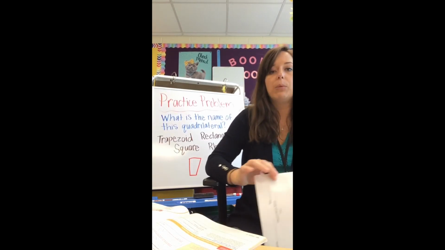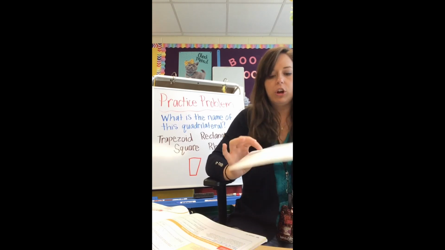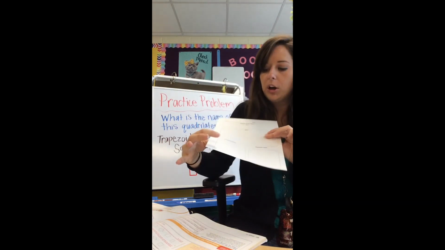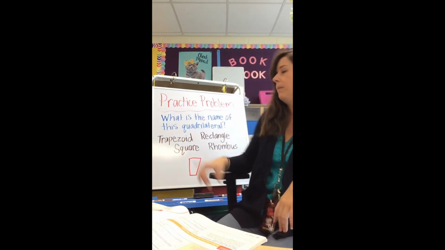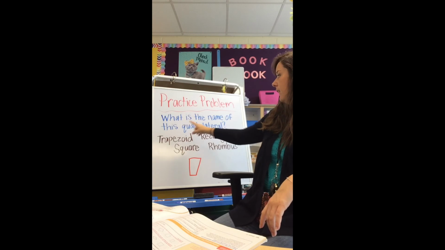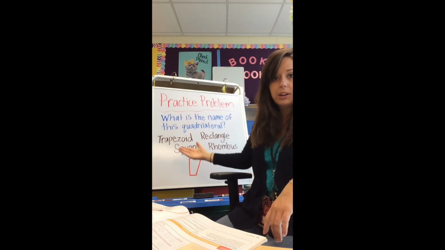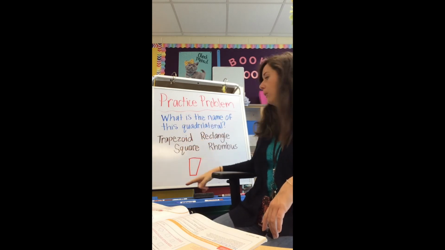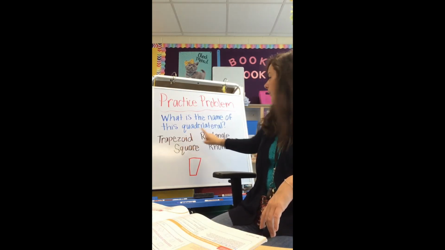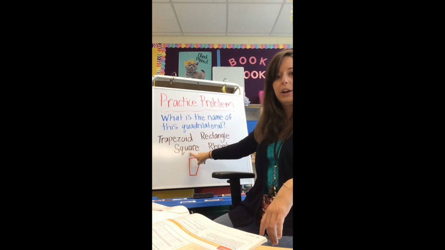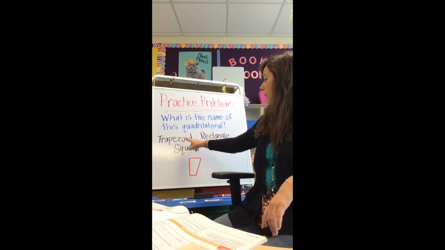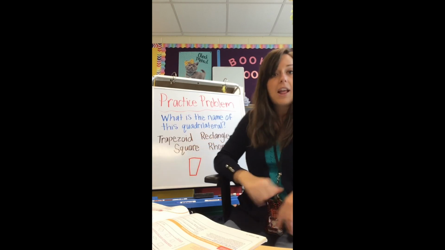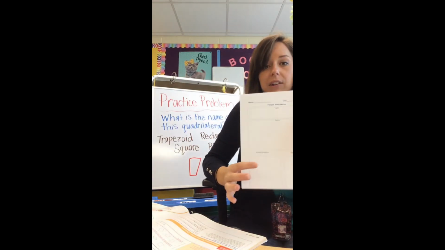Okay, so now we are doing the practice problem. The practice problem is going to go on your paper in the practice problem section. You are going to answer this question: what is the name of this quadrilateral? I even put the names up here so you can have help with spelling. Is it a trapezoid, rectangle, square, or rhombus? Here is the shape. I want you to draw the shape, and tell me which one it is. That is the only part of your practice problem.